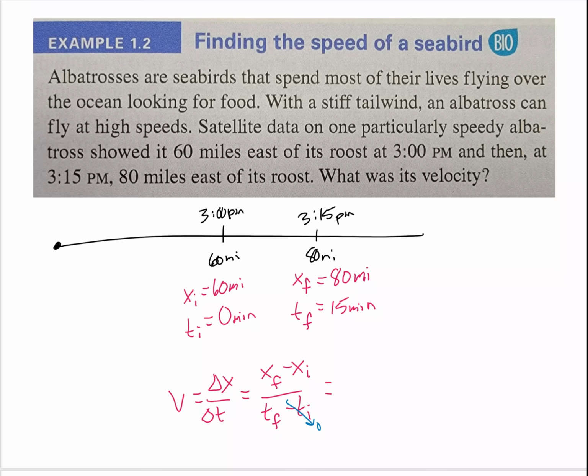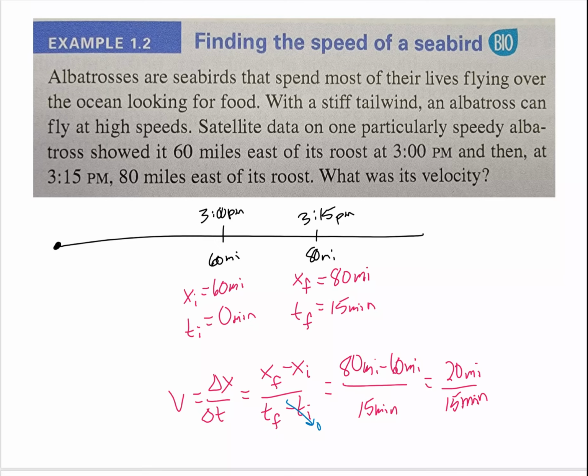Okay, so now we can plug in our stuff. x sub f was 80 miles minus x sub i was 60 miles, over t sub f, which was 15 minutes. So that's 20 miles over 15, so we have 20 miles divided by 15 minutes. That would be 4 miles every 3 minutes.